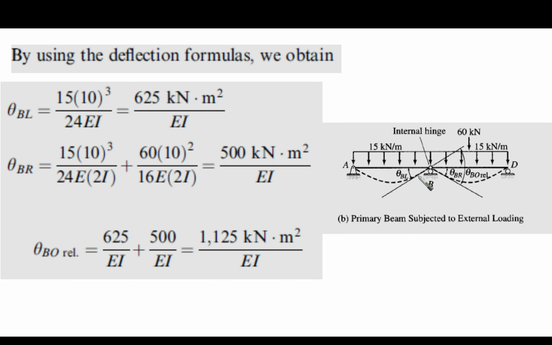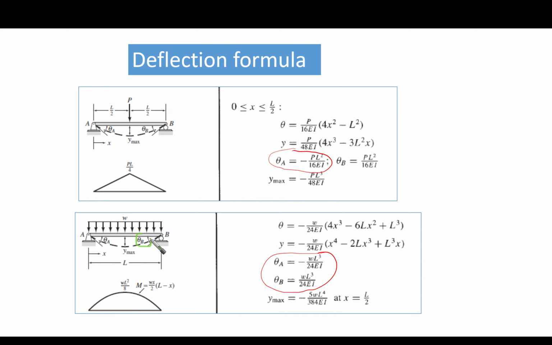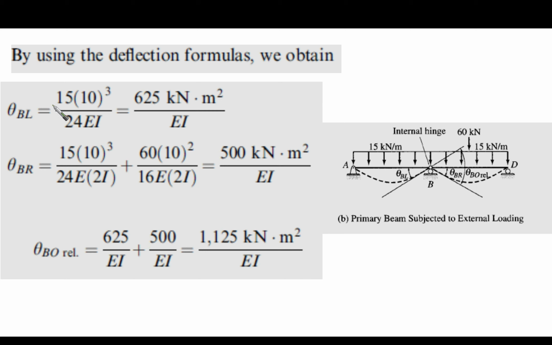WL cubed, we are talking about this case. So this is AB, so we're talking about this slope, theta B here, which is going to be positive for us. W, the load intensity, times L cubed over 24 EI. Let's go back. W, which is 15, our load intensity, times 10 to the power 3, which is the span, over 24 EI. This is from the formula. You can obtain theta BL easily.